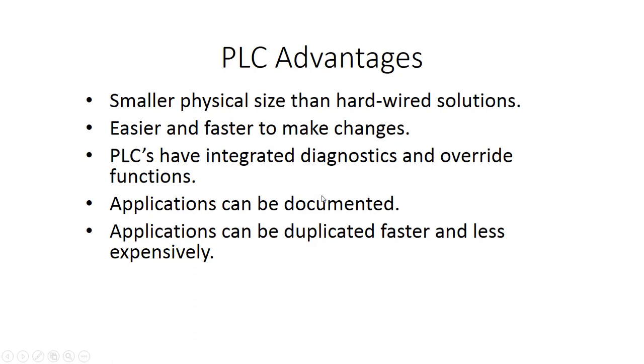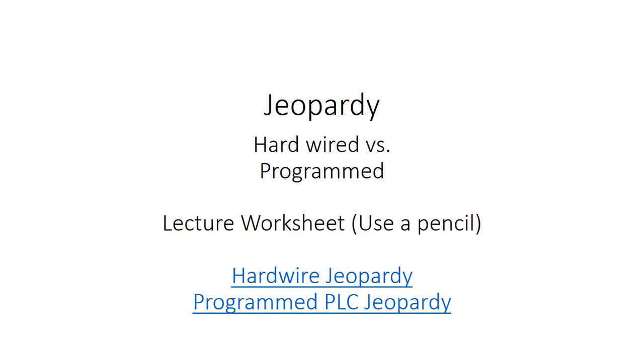And if for some reason you build a machine system and you wanted to mass produce it or make more of them, it's very, very simple to do. You don't have to rewire all these massive systems. You just wire one system and then copy the program over.